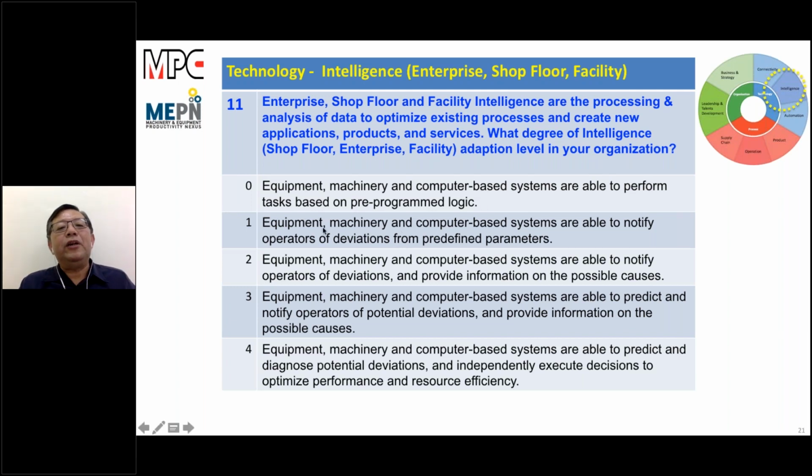Number 1 is equipment, machinery, and computer-based systems are able to notify operators of deviations from the predefined parameters. That means they already know something is going wrong, and they have the intelligence to notify the operators before the thing goes haywire. They have some intelligence, and can trigger before the whole thing is damaged.